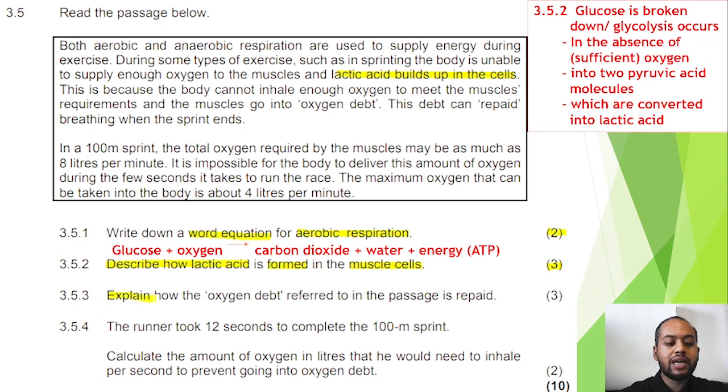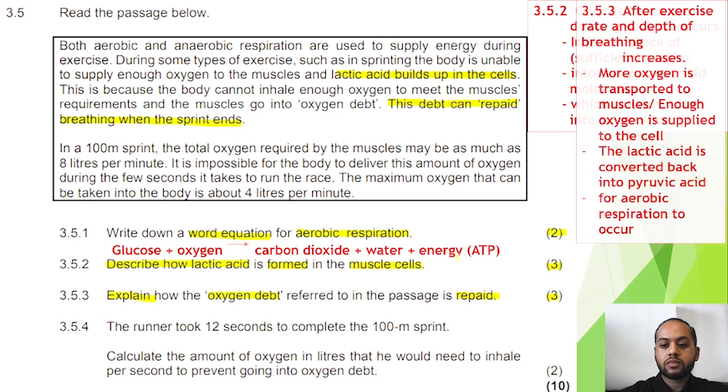3.5.3 says explain how the oxygen debt referred to in the passage is repaid, for 3 marks. So this oxygen debt, it states here, this debt can be repaid by breathing when the sprint ends. The question is asking you to explain how the oxygen debt referred to in the passage is repaid. So how does this oxygen that you did not have eventually come back?